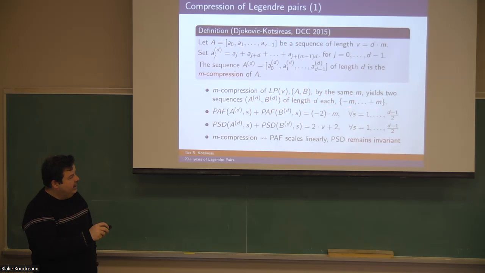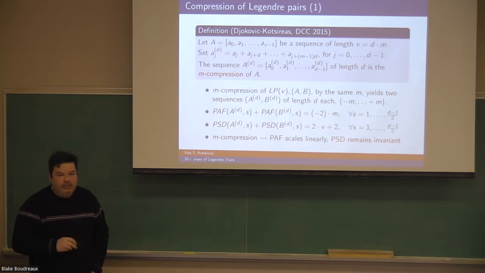The alphabet is from minus m up to plus m, obviously. We just take sums of m plus and minus ones, so that's the new alphabet. And now the sum of the paf's is also constant, but it's not -2, it's -2 times m, where m is this compression factor, and the sum of the PSDs remains the same as the original PSD constant, so 2v plus 2. Therefore, m compression has the effect that it scales linearly the paf, -2 times m, and the PSD remains invariant. So that is what we came up with.